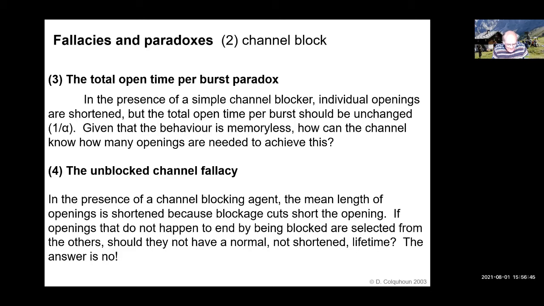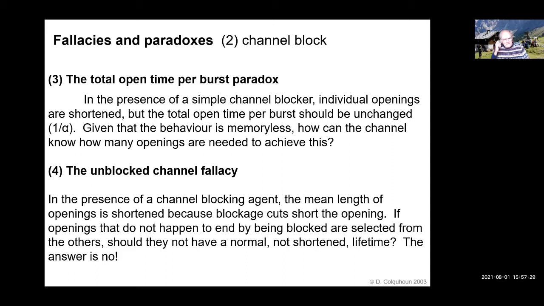You can think of it as the blockage is sort of stopping the clock on a single opening. And that's why the total open time remains unchanged. Another interesting example of a fallacy is the unblocked channel fallacy. Why do the channel openings get shorter in the presence of a channel blocker? Well, because the channel opens, but the blocker hops in and cuts short the opening before it would otherwise have ended.